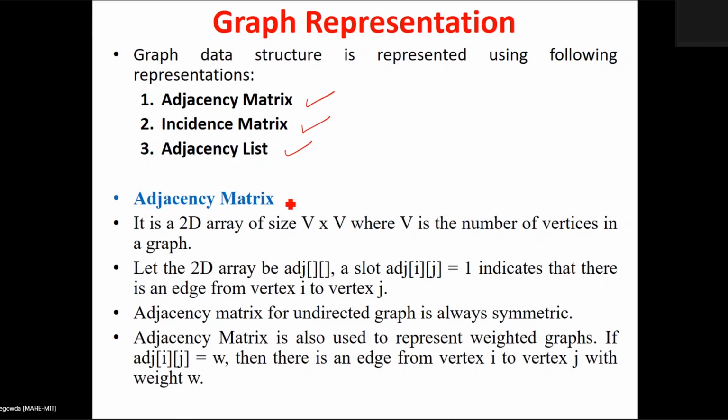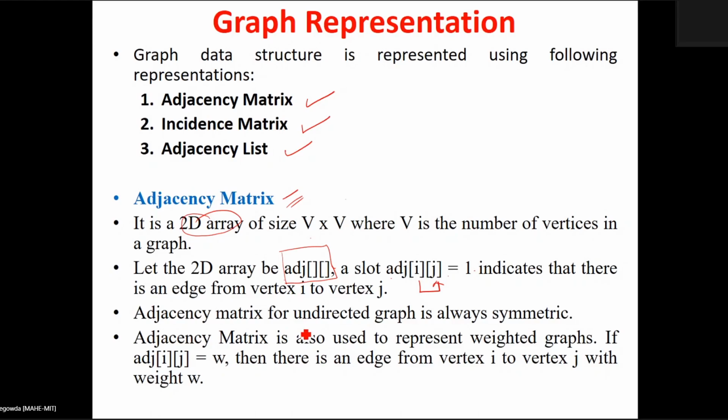Let us consider the first one here. The matrix is a two-dimensional array of size V comma V, where V is the total number of vertices in the given graph. Let us assume that the adjacency array is adj. This is used to represent the adjacency matrix of the given graph. If adj[i][j] is equal to 1, it indicates that there is an edge from vertex i to vertex j.